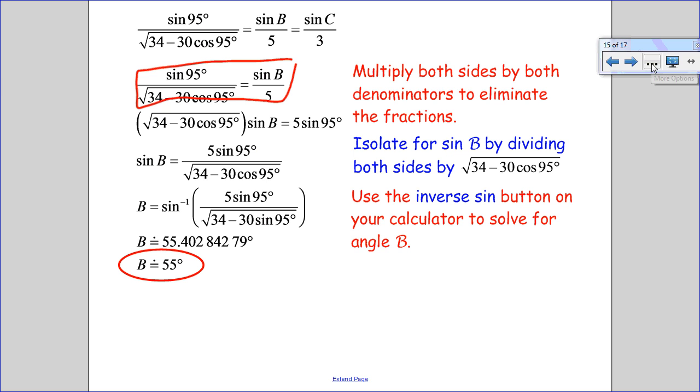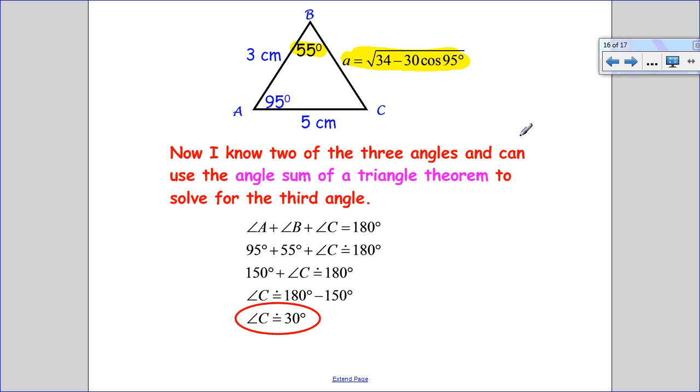Now that I've done that, I can get my handy dandy calculator out again and evaluate. And if you do not get this answer when you try to evaluate this on your handy dandy calculator, you need to come and see me and ask me how to use your calculator. So now we know angle B has a value of 55 degrees, and all that's left, we've added angle B to our diagram, is to find angle C.